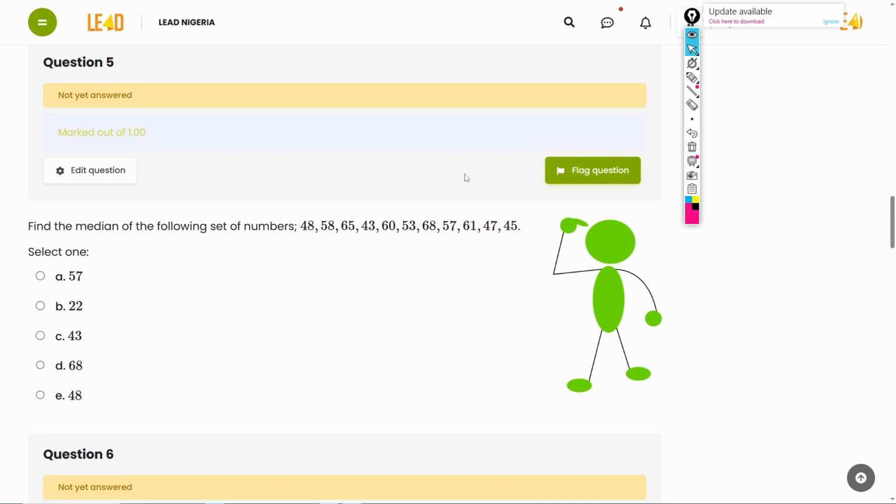Number 5 says, find the median of the following set of numbers. So median is the middle value after you have arranged. To find your median, the first thing you need to do is arrange first. It is the middle value after arranging in order.